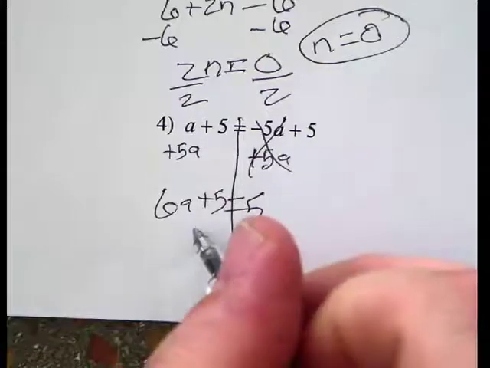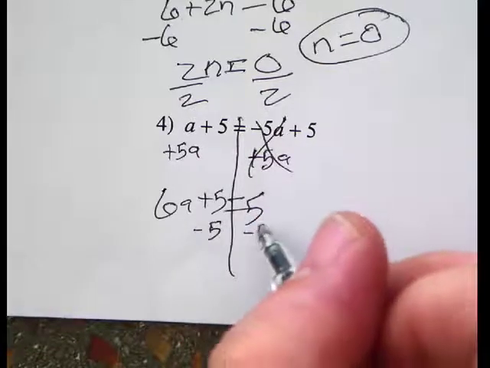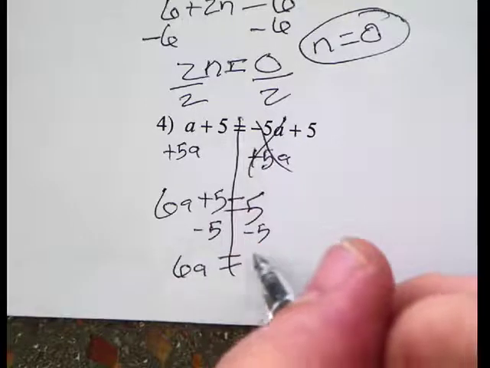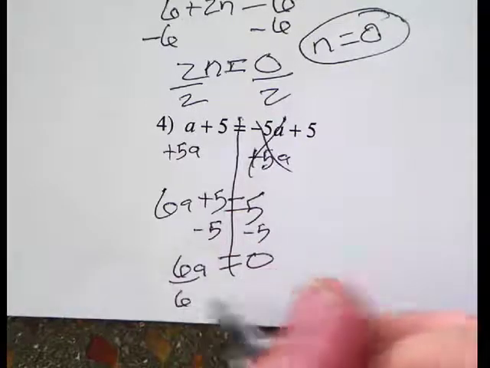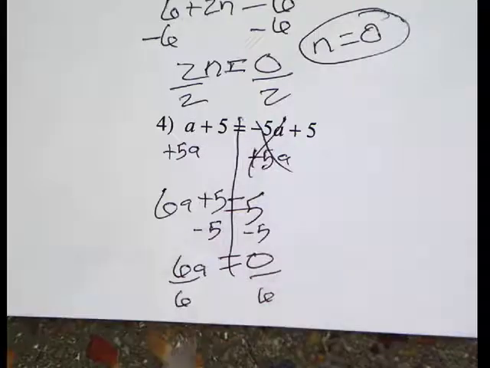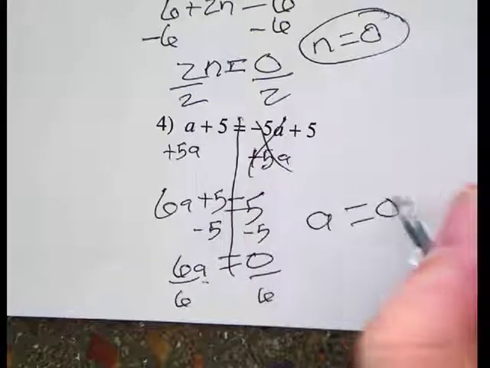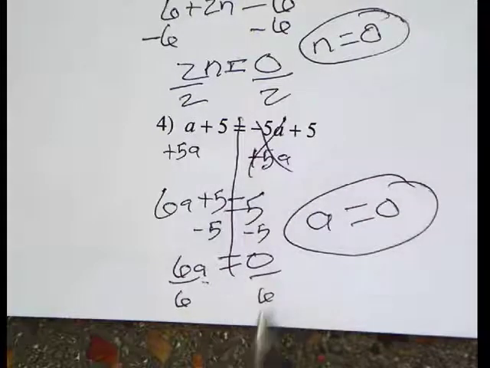Now I want to get rid of that, so I'm going to minus 5, and I'm left with 6a equals 0. Divide by 6, because we're trying to get the a by itself, and we're left with a equals 0. Because 0 divided by 6 is 0. So that's how you do the first side.